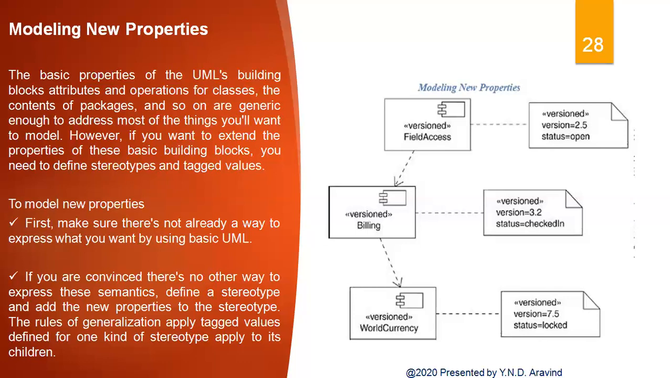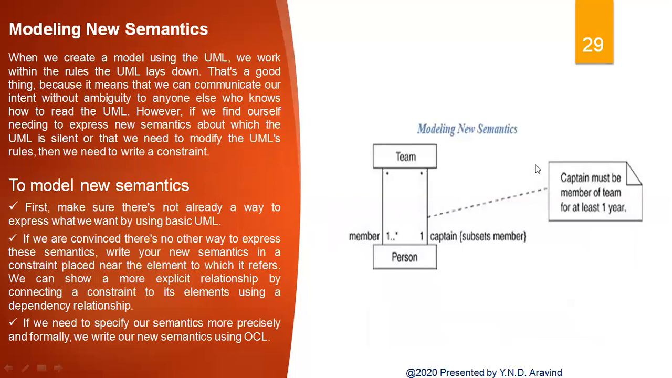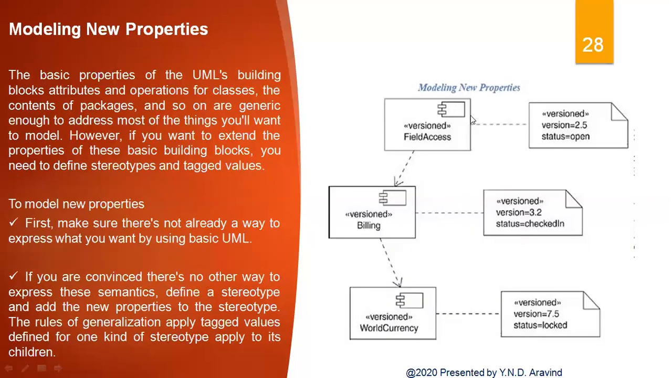Here it clearly shows that there are three subsystems, each of which has been extended with the versionized stereotype, which includes version and status. Note here the values of the tags, such as the version and the status, are things that can be set by the tools, not by handwriting techniques.